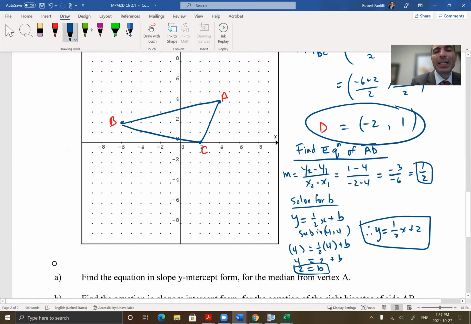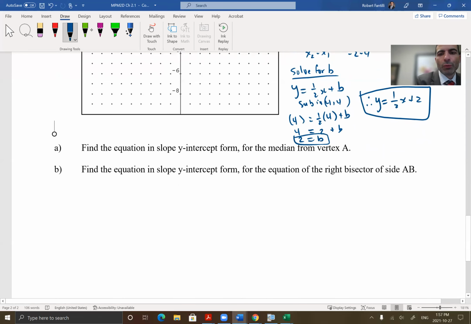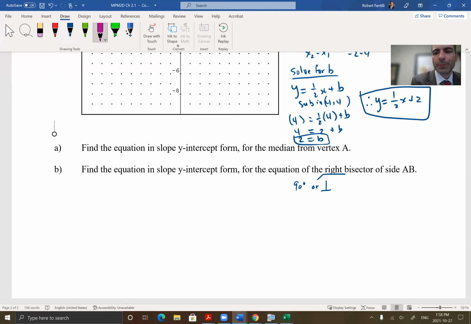So again, right bisector, two terms to break down, okay? The right means 90 degrees or perpendicular, okay? And a bisector means, I'll do this in red, a bisector means cut into two equal parts.